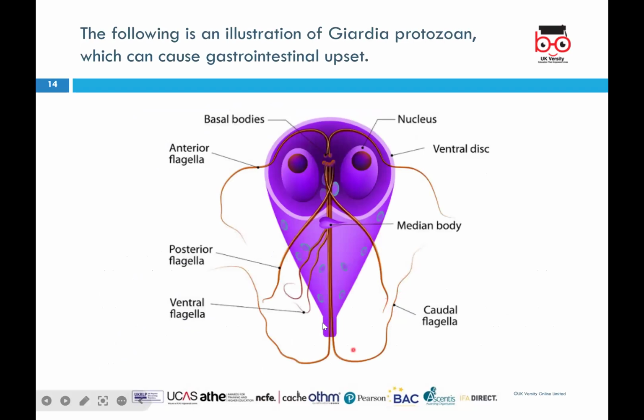They have flagella. Whenever you have an organism that has flagella, these help them to move around. You have flagella that are in the posterior part of their body, and you have flagella that are anterior. So this helps them to move around. This is what we talked about, that protozoa can move from one place to another, unlike viruses or bacteria that can't move.